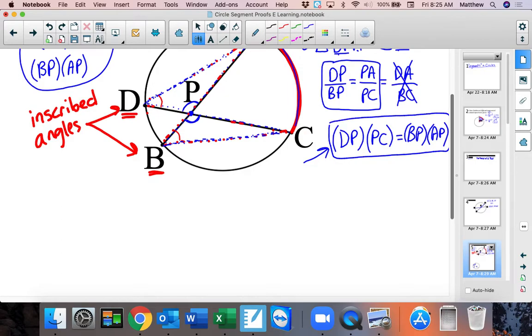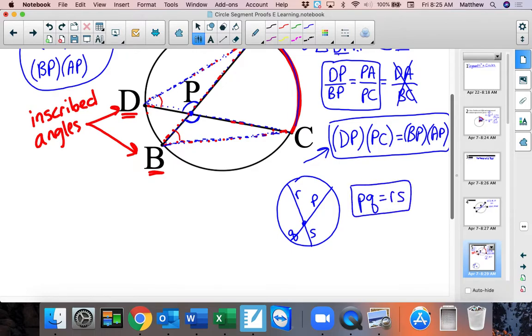Another way to think about it would be if I just drew a circle and made two lines that intersected not at the center and labeled them P, Q, R, and S. Another way to think about it would be P times Q equals R times S. That's more of a generic form.